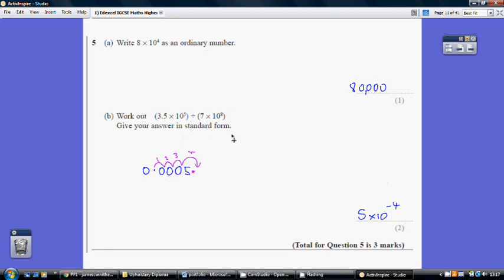So remember, the first number's got to be between 1 and 10, so that would be 5 times 10 to the power of something. Now because this is a very small number, the power is going to be negative, and then really the number we include as the power, just think how many hops the decimal point has had to do. It was originally here, it needs to end up being after the 5 to give us this 5. So that's 1, 2, 3, 4 hops. So 5 times 10 to the minus 4.